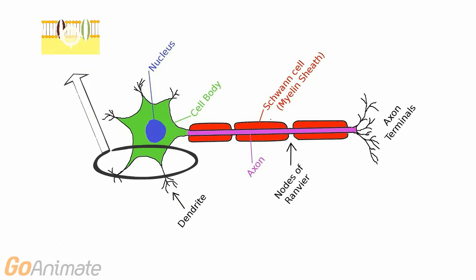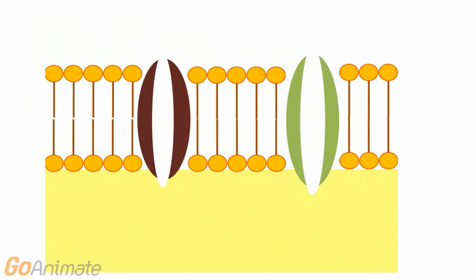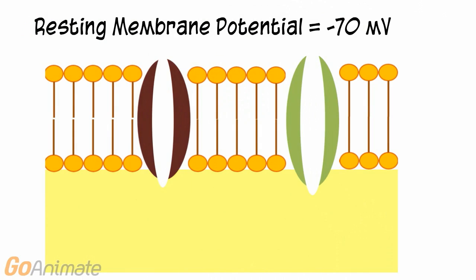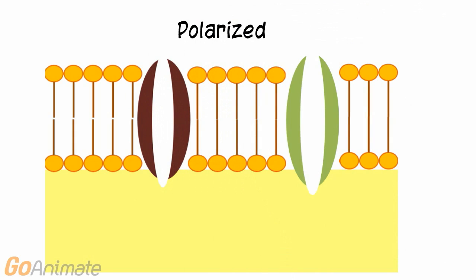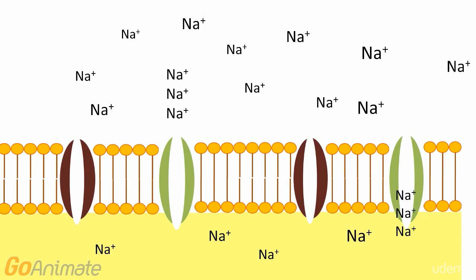Let's take a closer look at the neuron cell membrane. The neuron's membrane contains protein channels and exists at a resting membrane potential of about -70 millivolts. We say that the neuron is polarized. The protein channels allow for the movement of sodium and potassium in and out of the cell. There is a higher concentration of sodium outside of the cell than in.